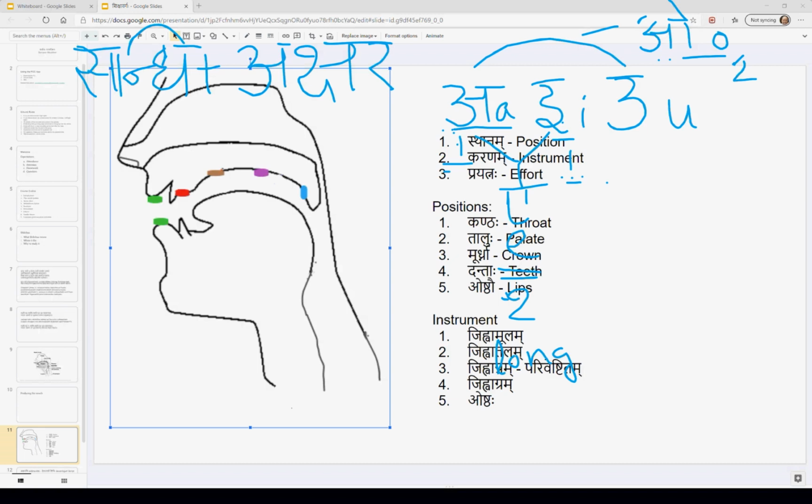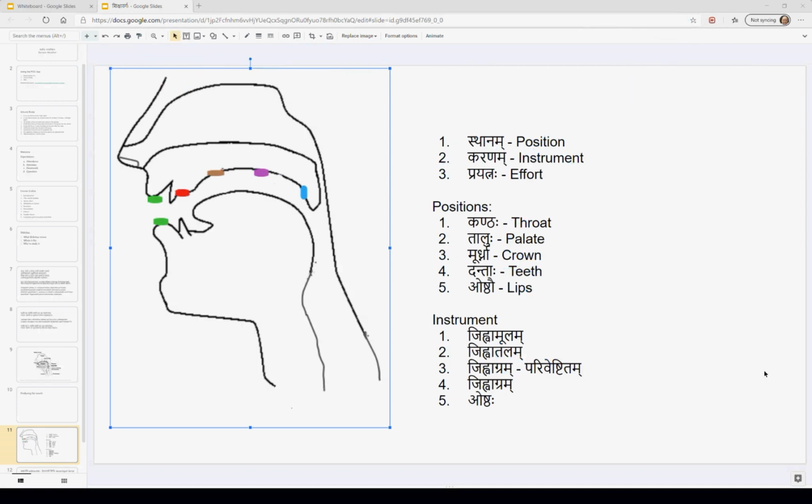Now I have to say something. While pronouncing, because it requires slightly more effort, that might require more air. No, there is no more air in I. No more air. The same amount.